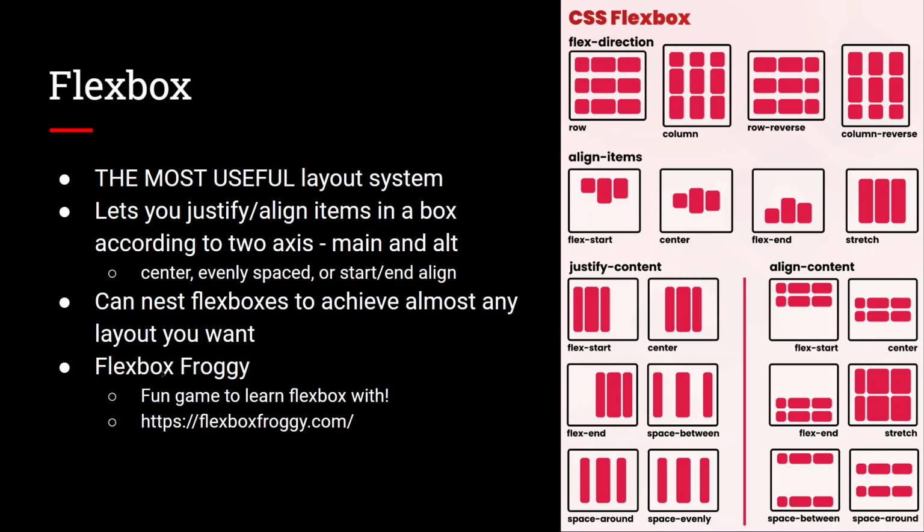Flexbox is by far the most useful layout system you'll learn, and it lets you justify and align items within a box. So if you've ever used Google Docs, you know how there's text align, you can move it to the start or the end or center. Flexbox is similar to that, but it lets you do it across 2 axes. That text example lets you do it across the main axis, right, left and right. But Flexbox lets you do it within the alternate axis, which is the perpendicular axis to that. So you can center it up and down as well within a box. And using these flexboxes, you can pretty much achieve any layout that you want.